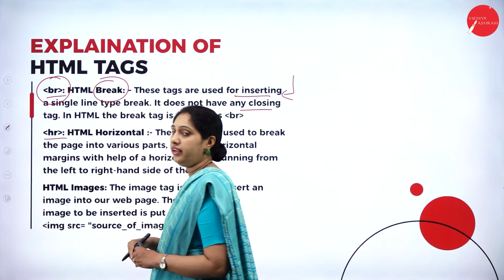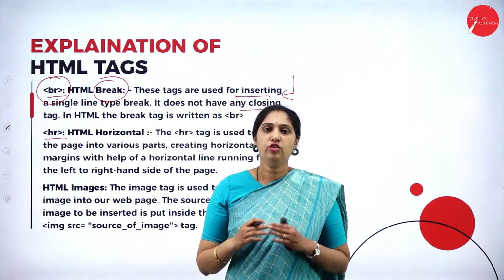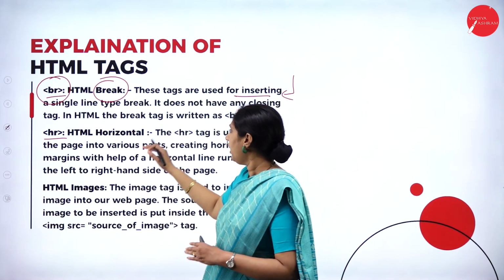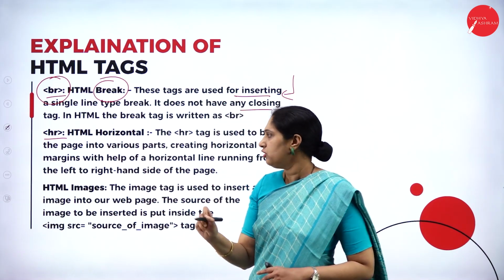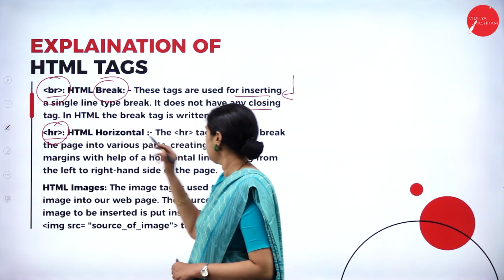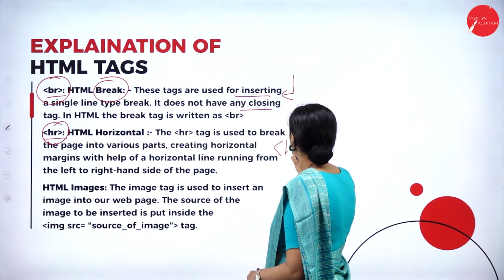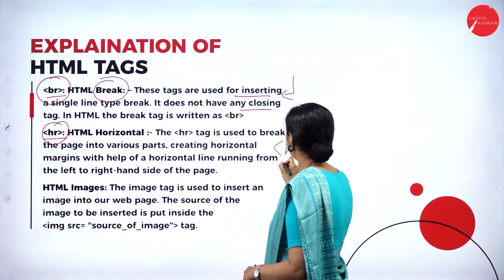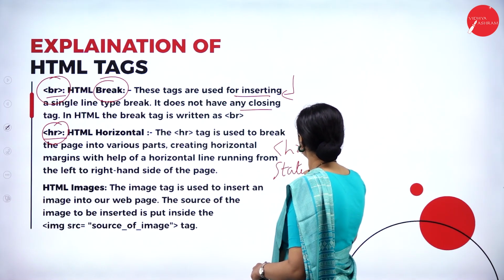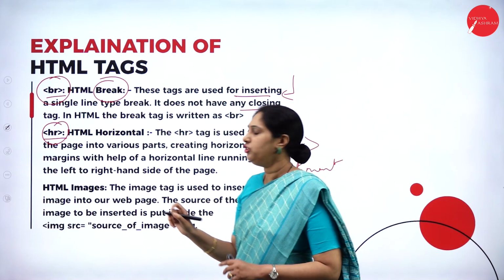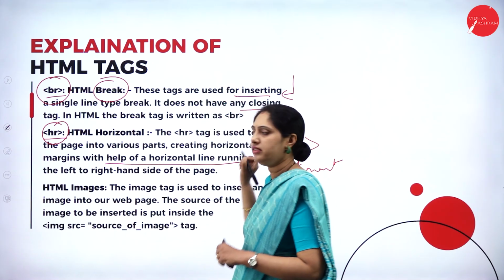So this is HR, horizontal rule. It is nothing but when I want to draw some line. At that time I use HR. If I use HR here between some statements, it should draw a horizontal line like this.